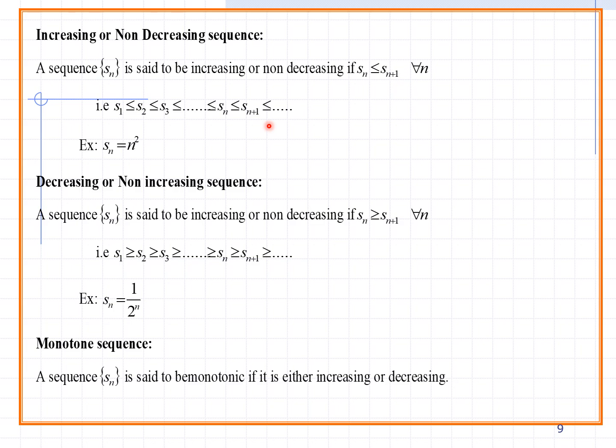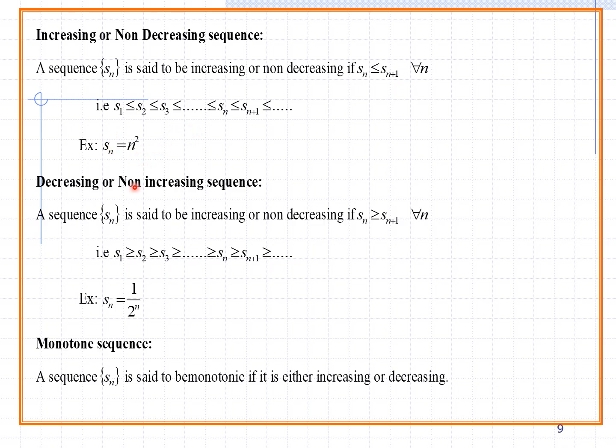It can be written as S1 less than or equal to S2 less than or equal to S3, and so on. Sn less than or equal to Sn plus 1. It is like ascending values. Example, Sn equal to n square. For example, I can put n equal to 1: 1 square is 1. n equal to 2: 2 square is 4. 3 square is 9. 1, 4, 9 like that. So this series is called an increasing or non-decreasing sequence.